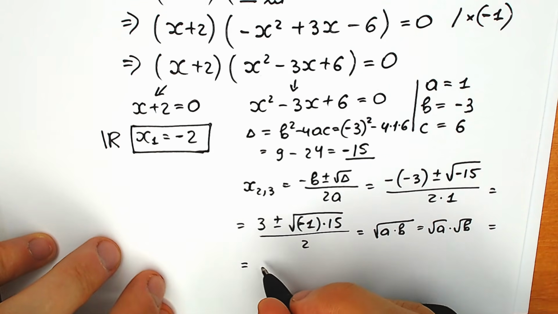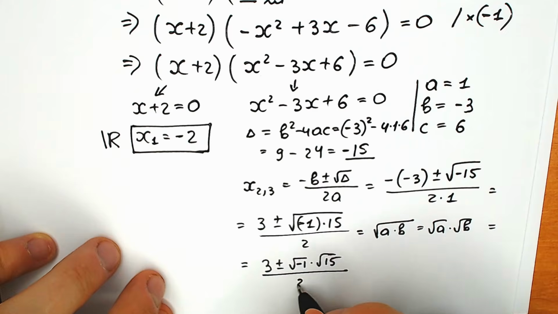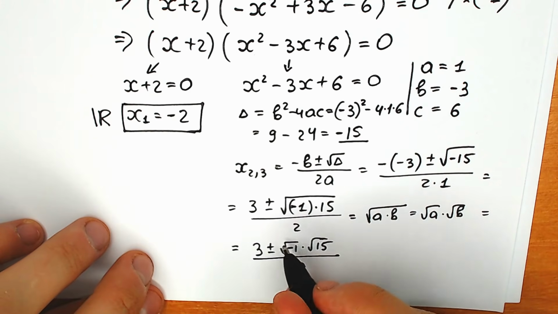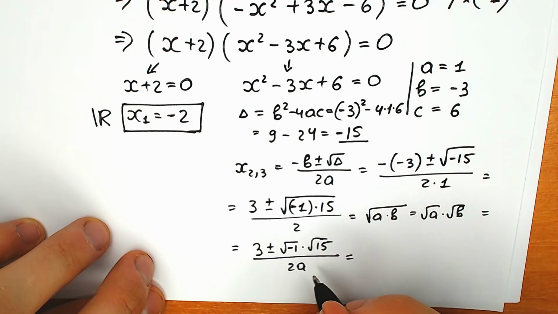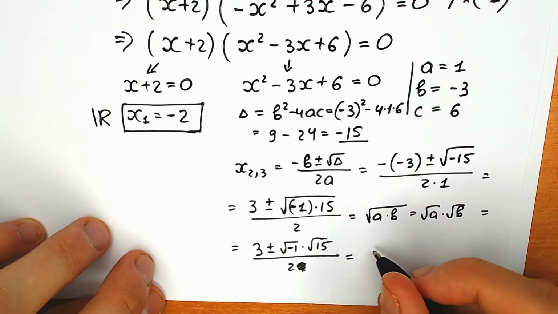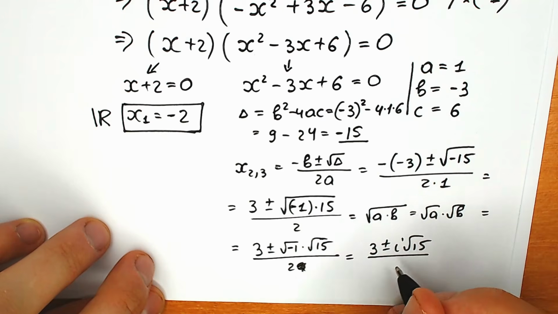So as a result, what do we have? 3 plus minus square root of minus 1 times square root of 15, all over 2a. Really great. Square root of minus 1 is equal to i. This is our imaginary unit. We have 2 right here, yeah? So we have 3 plus minus i square root of 15 over 2.